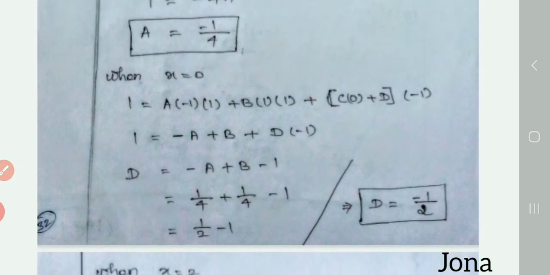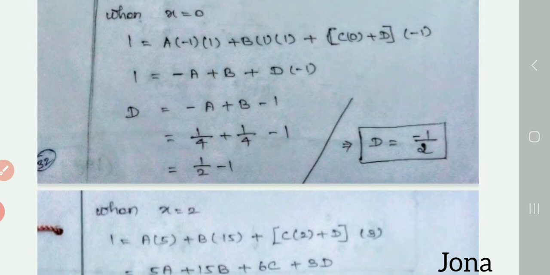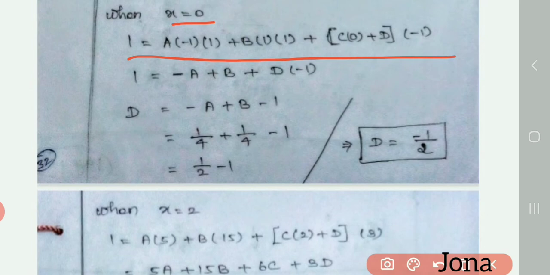Okay, so now we got the value of a and b, and then simply I want to put some value x equal to 0. So put x equal to 0 in the long equation, so that we got like this. And then we have to substitute the value of a and b here, so that we will get the value of d now. So d equal to minus 1 by 2. So now we got the values of a, b and d.